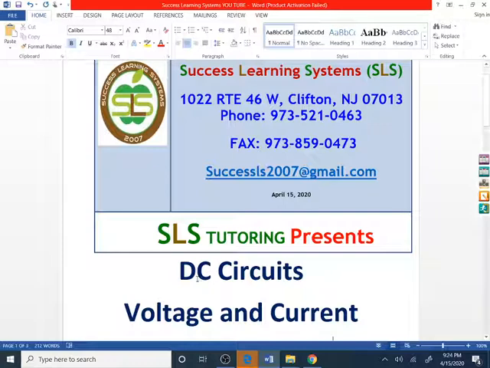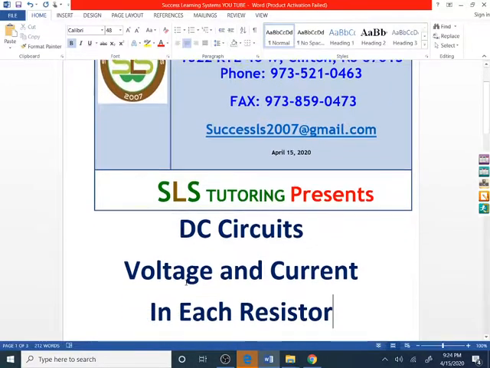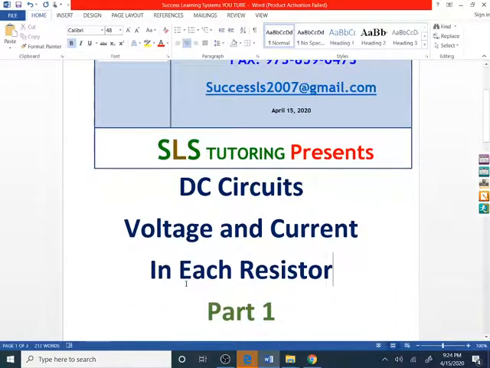He wants us to explain how we can find the current and the voltage in each resistor in a simple DC circuit.